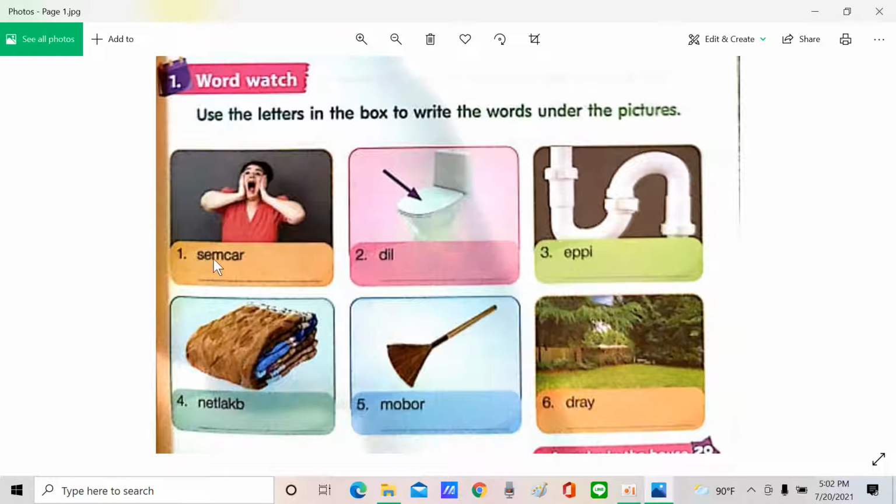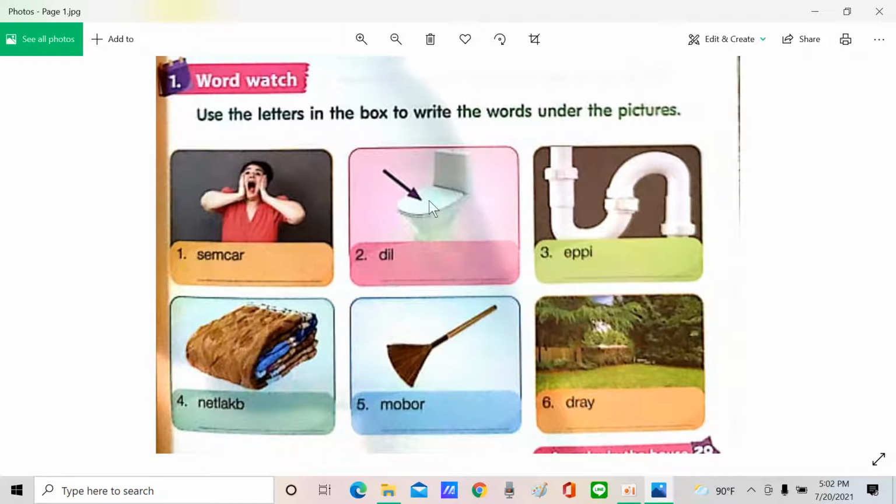It is S-E-M-C-E-A-R. Look at the action. The woman is opening his mouth wide and like this. Now, what could it be? What is that word? This is a vocabulary that we have learned a while ago. So you have to find the answer of this.